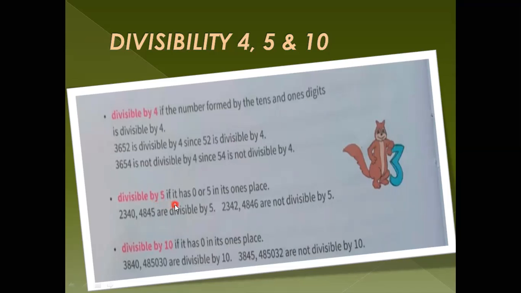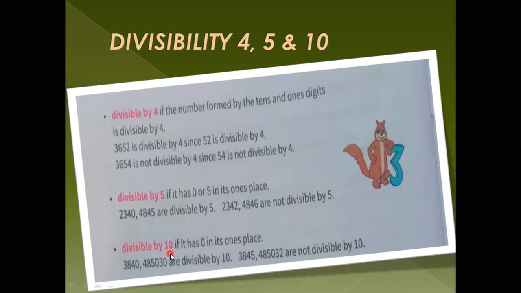Next, divisible by 5. It should have 0 or 5 in the ones place. Then the given number is divisible by 5. 2340: here in the ones place you have 0, and 4845: in the ones place you have 5. So these are divisible by 5. Whereas if you take 2342 and 4846, here in the ones place you have 2 and here you have 6. So these are not divisible by 5.